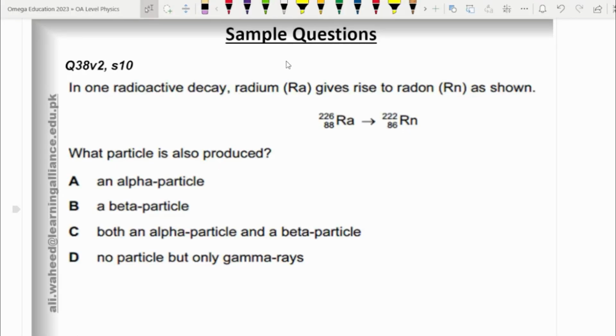Alright, so let's start off with the first one. In one radioactive decay, radium gives rise to radon, as shown in the equation. What particle is also produced? So can you guess for this one?